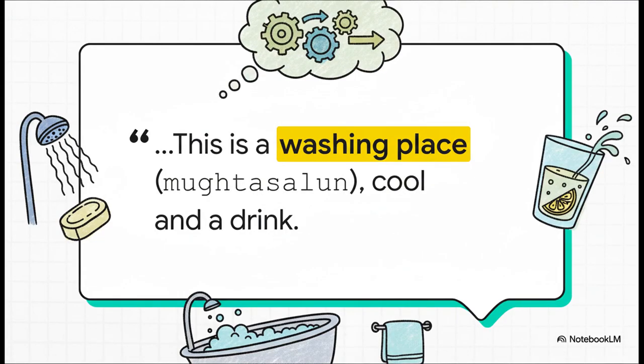And here's a fantastic example from a derived verb. The word is muktasalan, meaning a place of washing. That mu prefix at the beginning is a dead giveaway that it's not from a simple three-letter verb. And this connects perfectly back to what we just learned. The context of the verse makes it crystal clear this is a place of washing, not a person being washed.